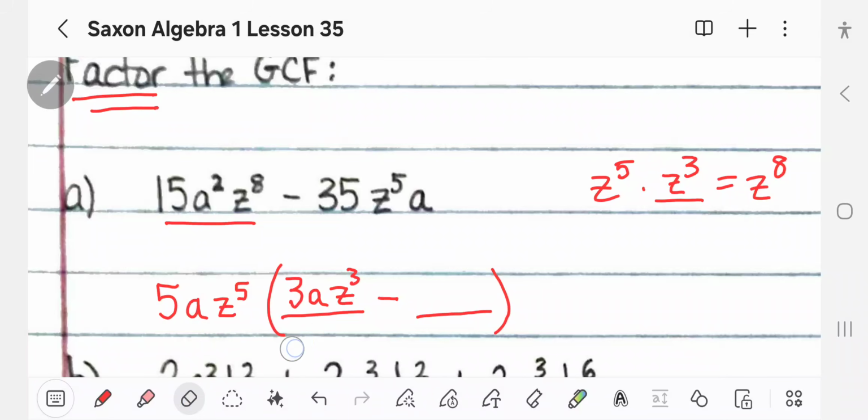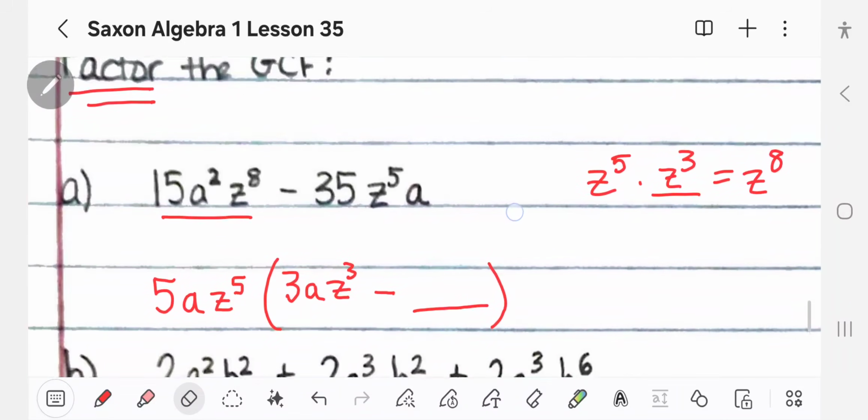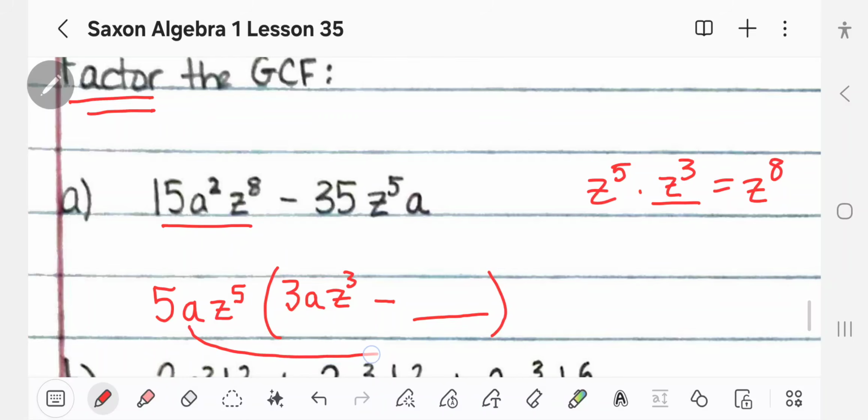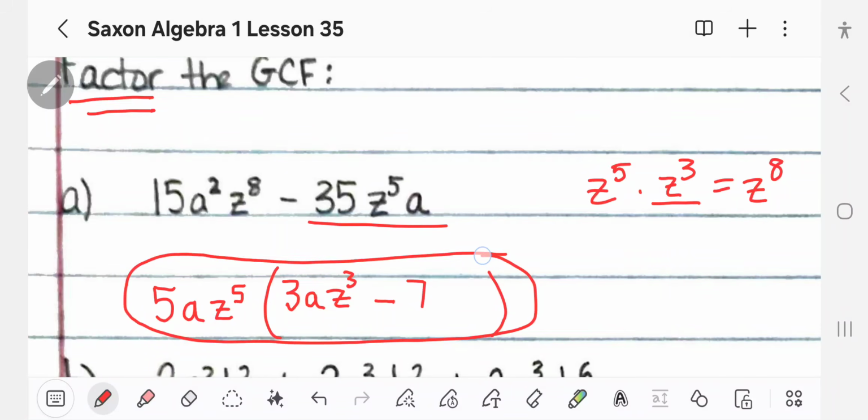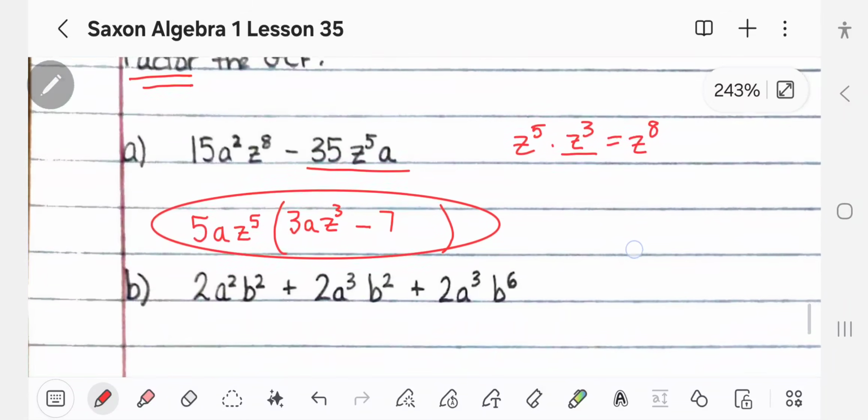Okay? We've taken care of the first term. Let's look now at the second term. We're going to multiply this by this to get this one. All right. 5 times what will give me 35? Going to need a 7 there. A times what will give me A? Just a 1, right? So we don't have to write that, okay? And then Z to the 5th times what will give me Z to the 5th? Already got it. We don't have to multiply. And that would be your answer for A. It is factored out now.